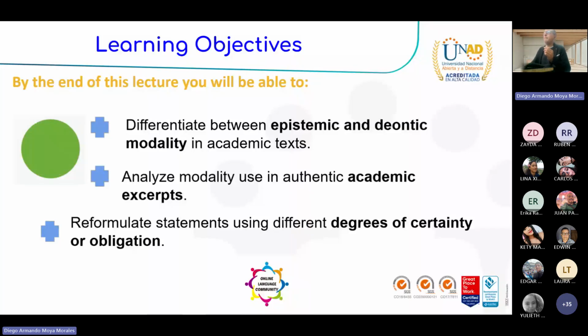So don't worry. And finally, we are going to have one activity so you can reformulate, so change some statements, putting into practice this specific topic: the modality in English and the different degrees of certainty or obligation in a sentence, in academic discourse. Of course, here we're talking about academic discourse, right?